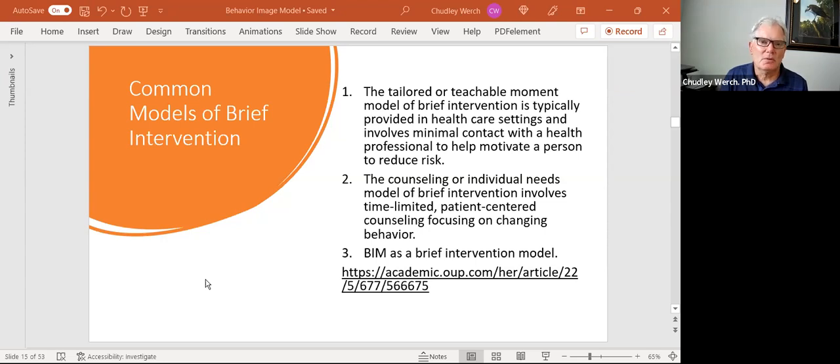The third type that we'll be discussing is the behavior image model. That's a brief intervention model, a unique model all of itself, and we've been talking about it thus far. So there are three key models, three broad models as we're presenting them for brief motivation: the tailored teachable method, the counseling individual, and the behavior image model.